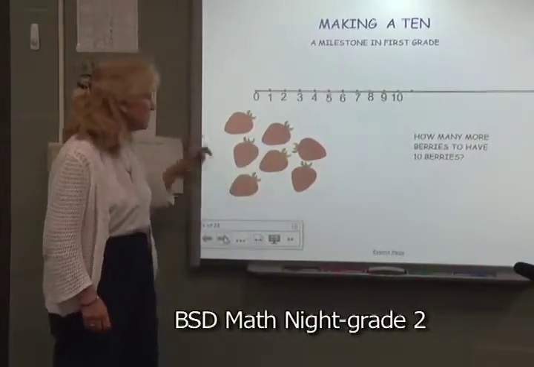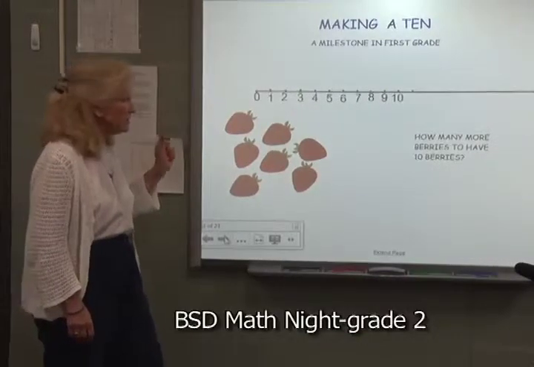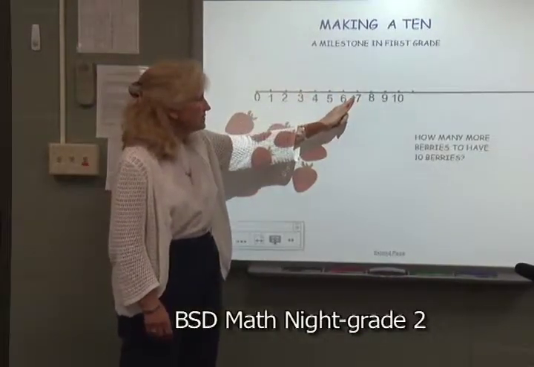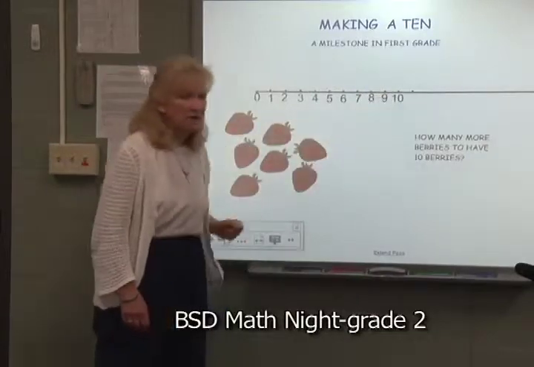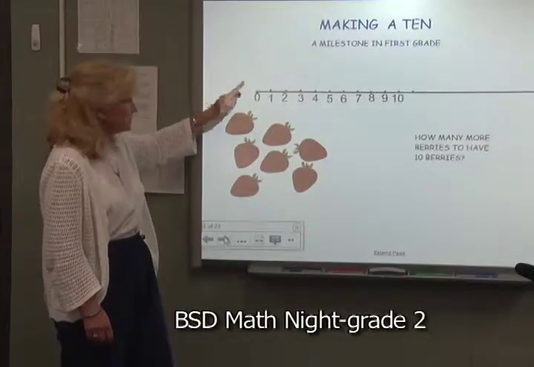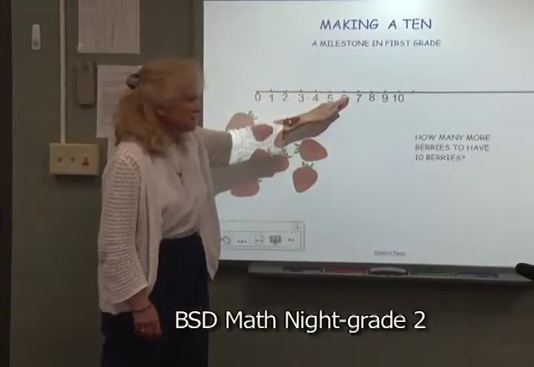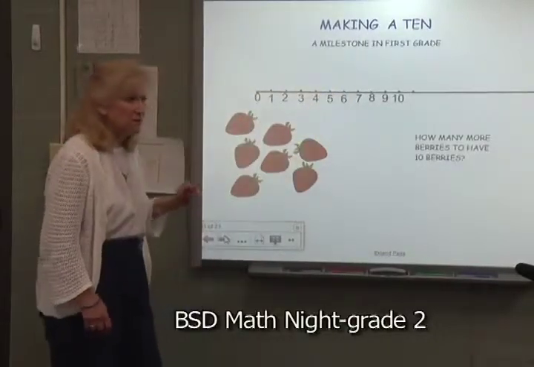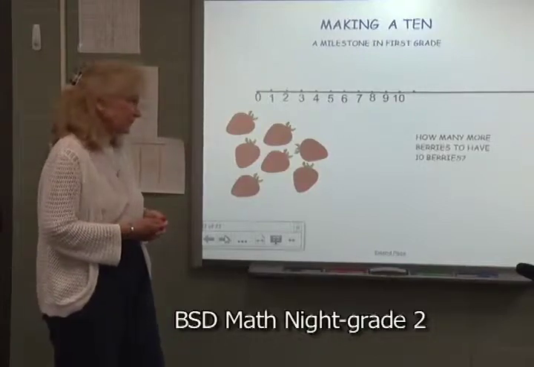So we have a quantity of 7 berries. We can start from 7 and count on to have 3 more. What we don't want to encourage is counting up to 7 and then counting on. We have that jumping off point. Sally?